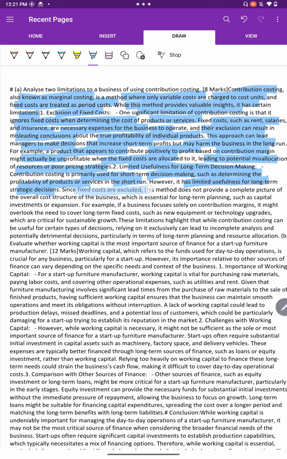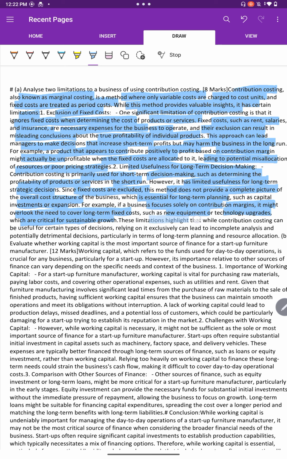Since fixed costs are excluded, this method does not provide a complete picture of the overall cost structure of the business, which is essential for long-term planning such as capital investment or expansion. For example, if a business focuses solely on contribution margins, it might overlook the need to cover long-term fixed costs such as new equipment and technology upgrades, which are critical for sustainable growth.